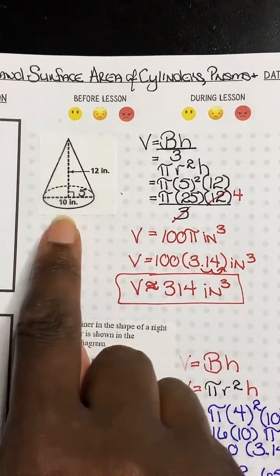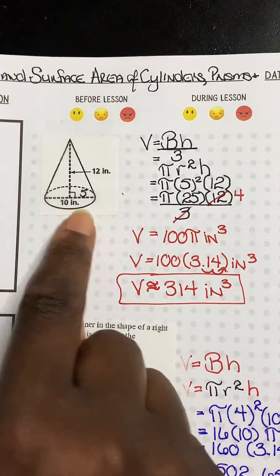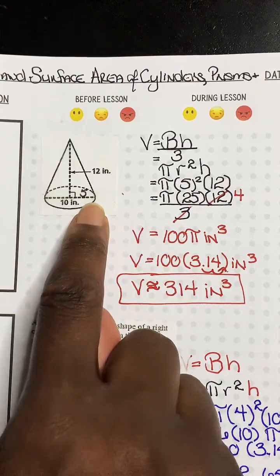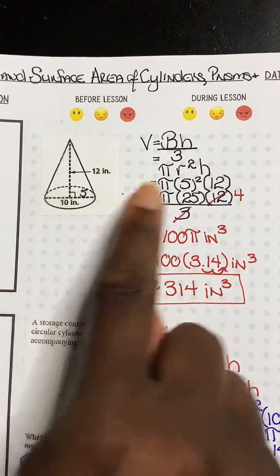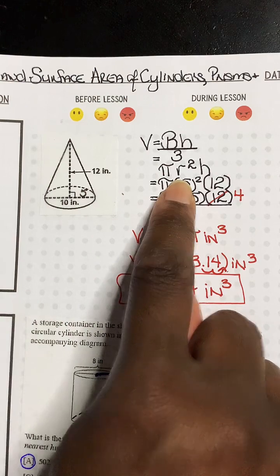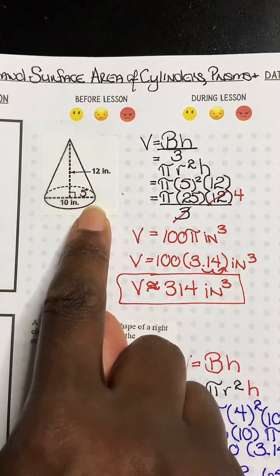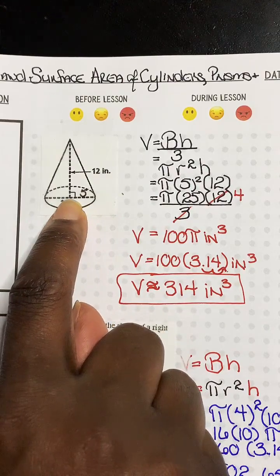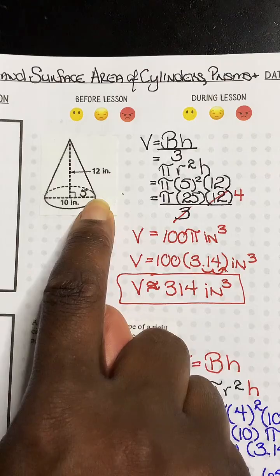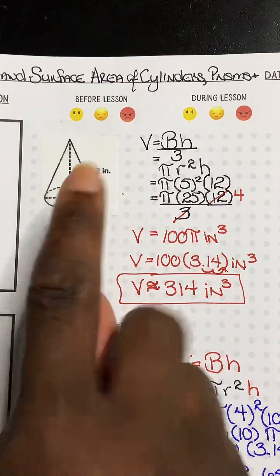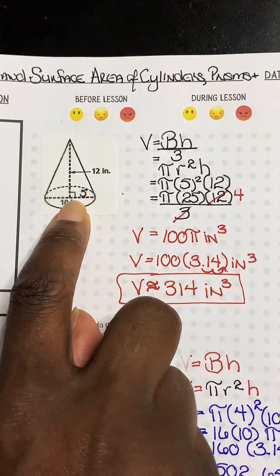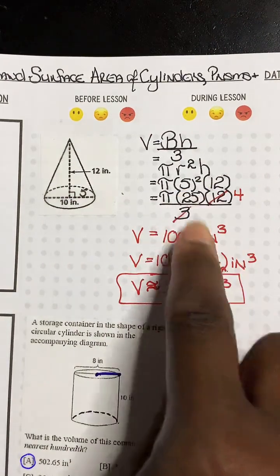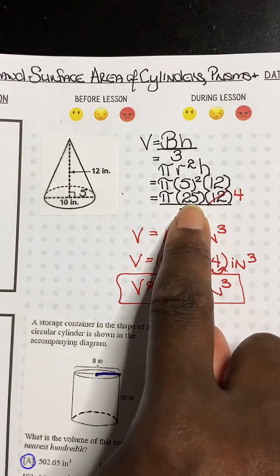If we are looking at a cone, they gave us the diameter. The diameter is 10 inches. We don't need the diameter because for the area of the base, we need the radius. Radius is half the diameter. So if the diameter is 10, from the center of that circle to this point on the circle, the length of the radius is 5. That's where this 5 came from. Then we squared the 5, got our 25.